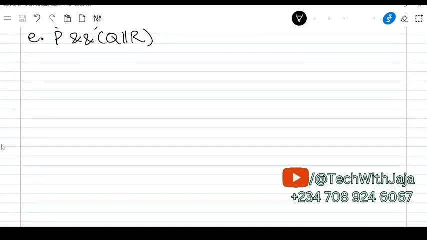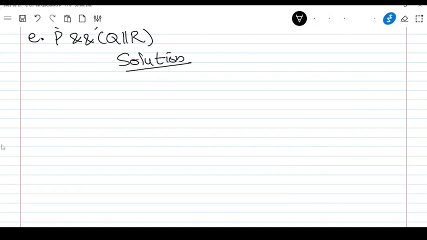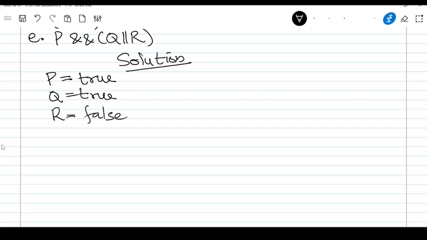So let's go for the solution. What I have to do is first of all write these things out. So p is equal to true. Then q is also equal to true. We also have that r is equal to false. We're just writing them out. We also have that I is equal to 2 while j is equal to 3. Okay, so that is the data.